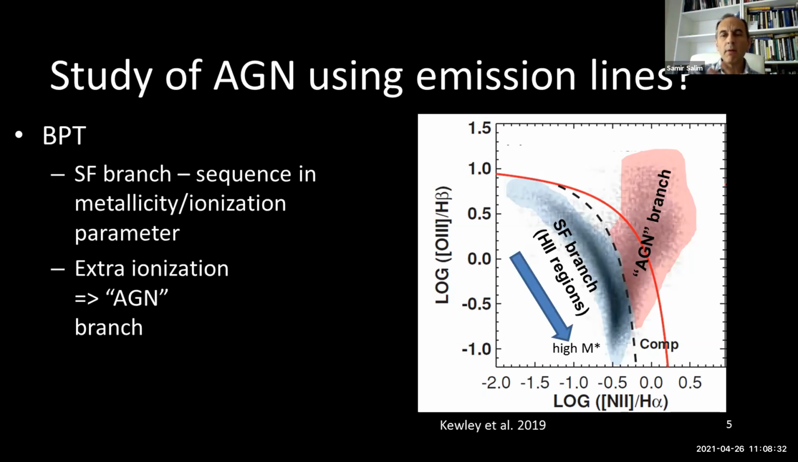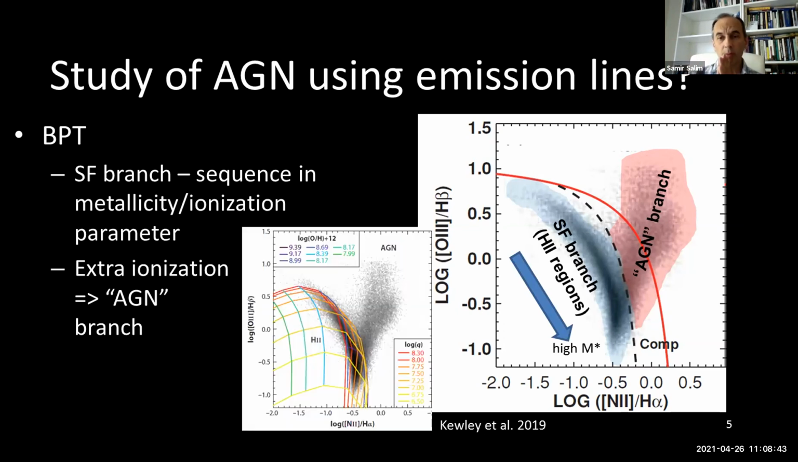So how does the morphology of this diagram arise? Okay, so that's actually the central question of my talk. Now, for the star forming branch, the answer is well understood.